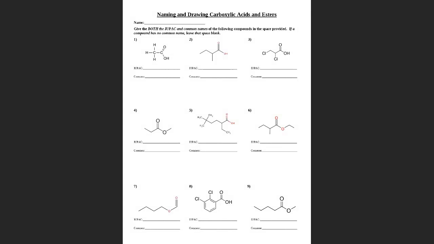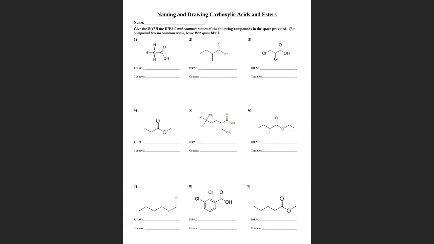Welcome everybody to our 11th learning workshop. This time we'll be covering naming and drawing carboxylic acids and esters as well as their reactions. We'll also try to hit up naming and drawing amines and amides as well as their reactions.